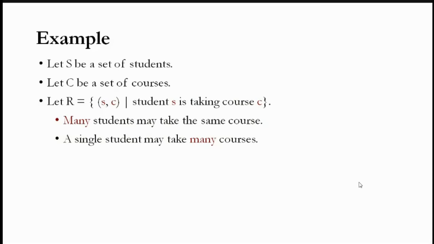And also you have to identify the relation between students and courses. Let S be the set of students and C be the set of courses. Let R be the set of pairs (S, C), where student S is taking the course C. Many students may take the same course, which is called a many to one relation. A single student may take many courses, which is also a relation type, one to many relation. So these are the different kinds of relations that we represent using this mathematical representation of relations.